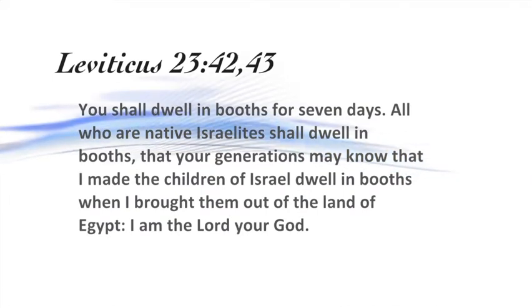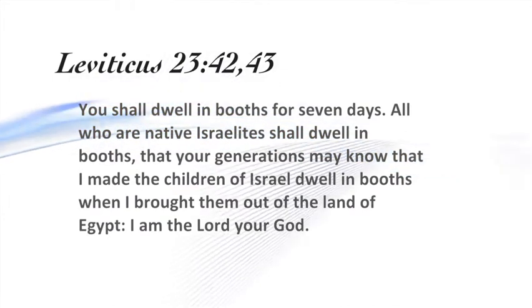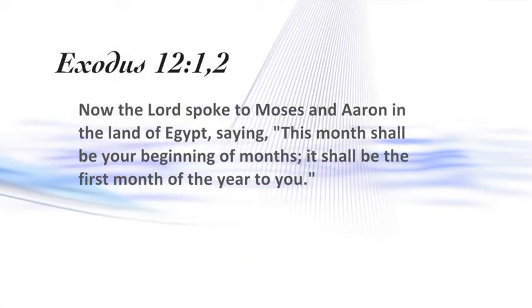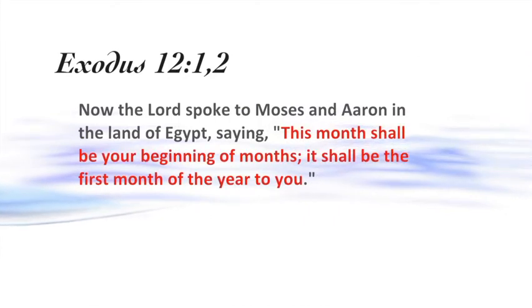As they were fulfilling the Feast of Unleavened Bread on the new calendar, which is from the 15th day of the first month for a week, they were also fulfilling the Feast of Tabernacles on the old calendar. That's the 15th day of the 7th month for a week. Leviticus 23, verse 42 and 43 confirms this. This all confirms that the first month of Exodus 12:2 was originally the 7th month.